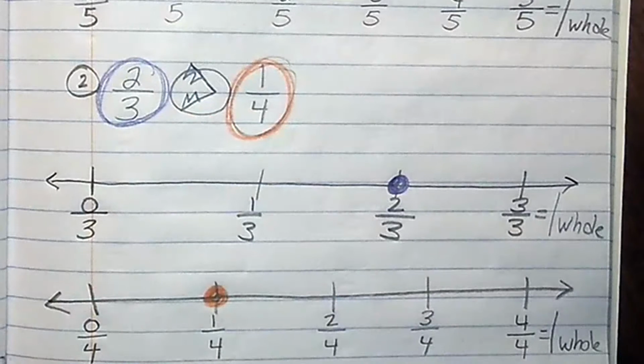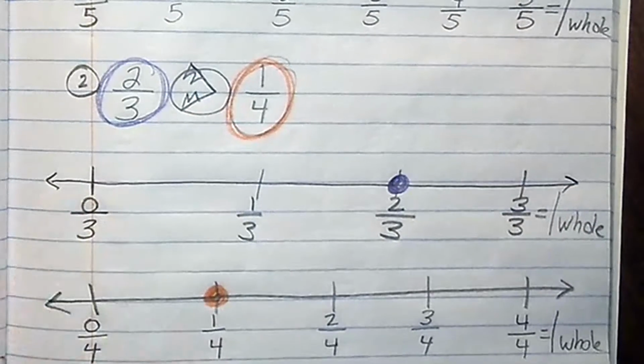Not so bad, right? So take your time. This is what we're going to be practicing today in our book. Use your notes if you need them. Take your time and make sure that you label the beginning of your number line with 0/3 or 0/5 or 0/4.